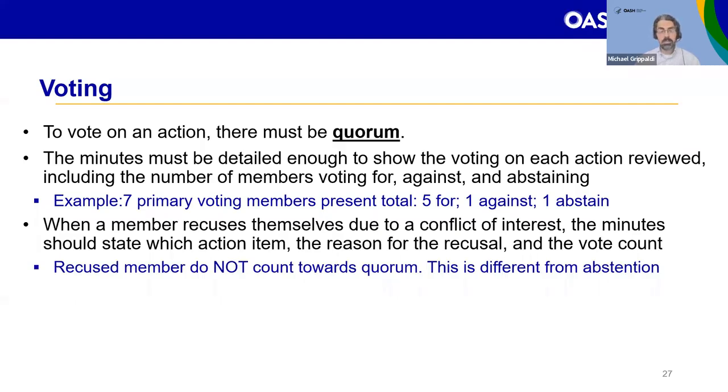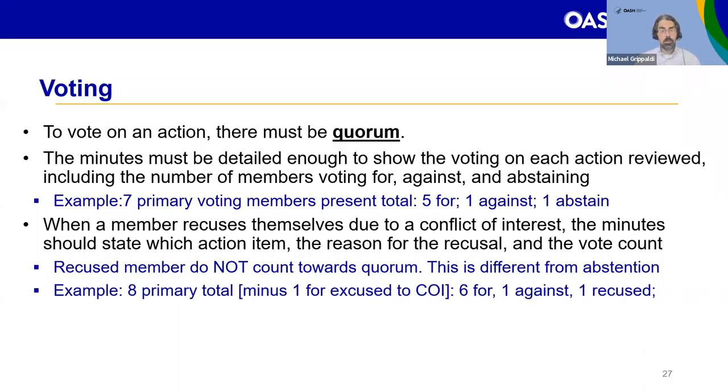Unlike abstentions, recused members do not count towards quorum. So we need to maintain a majority and the non-scientist for quorum. When a member abstains, their presence counts towards that majority. A recusal, on the other hand, has the effect as if the member were not in attendance at all, that they weren't there, that they didn't show up.